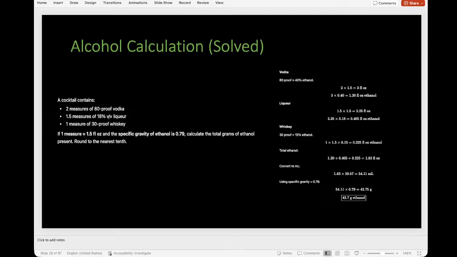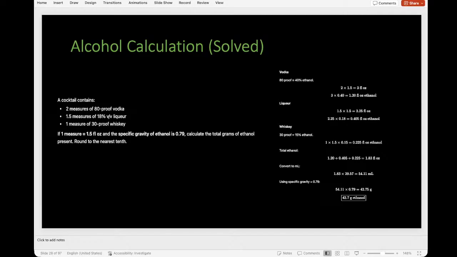So you do the 2 times 1.5, because as it states, 1 measure is equal to 1.5 fluid ounces. And then you would take that answer and multiply it by 0.4. So you would take the percent value and move over 2 decimal places to the left, and then you would get a value of 1.20 fluid ounces. Same thing you would do with the liquor, and then you would do whiskey very similarly, and then finally you'll get the total ethanol value.